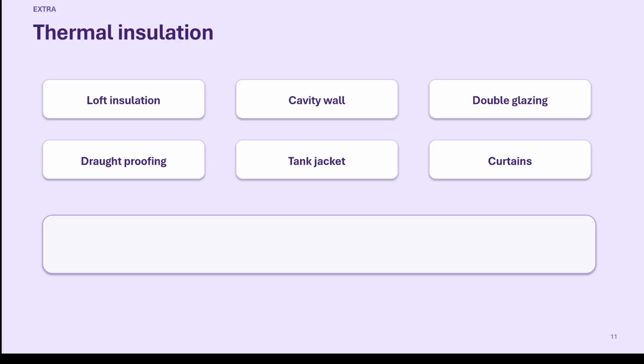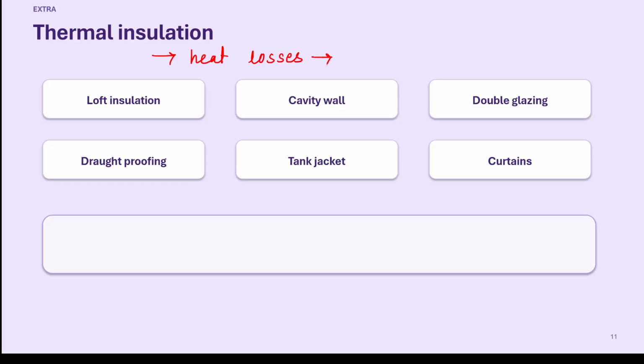Now, thermal insulation, another topic. How can we reduce heat losses in our house? Okay, so this topic is related to reducing heat losses. Remember, we want to reduce heat losses because that increases the efficiency. Now, why do we want to reduce heat losses?